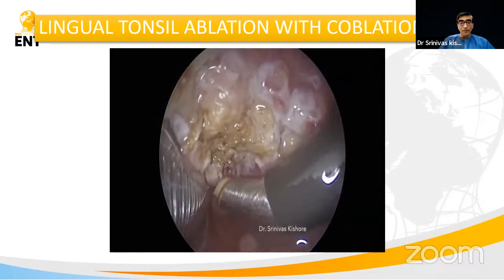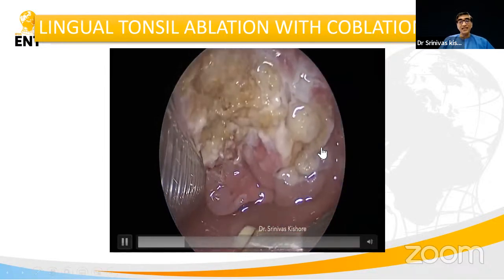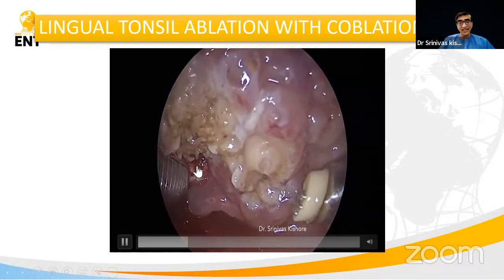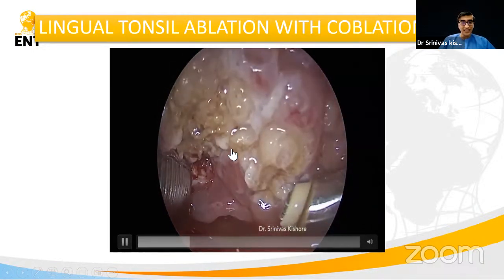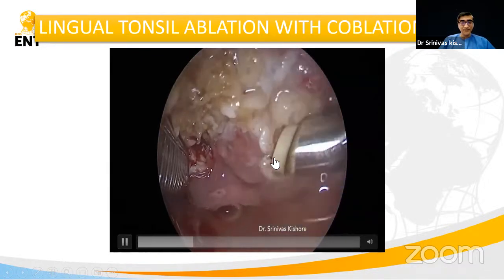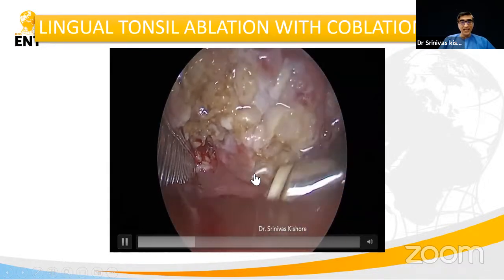Now, another technique, another trick that actually helped me is that you put a pressure pump. When you do a pressure pump, you can now see the epiglottis, the vallecula is clean. Here the vallecula is cleared, here the lingual tonsil is there. Right? We're going layer by layer.